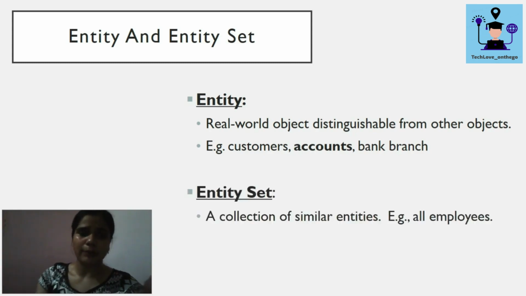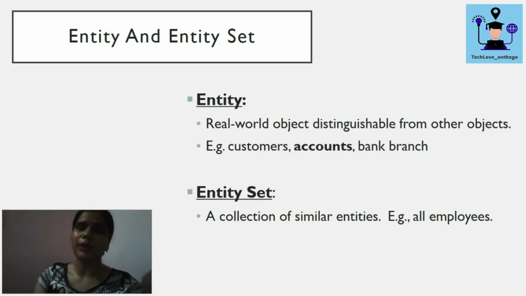I can say with the help of a definition, a collection of similar type of entities is known as an entity set. Like different students make an entity set, that is the student entity set. A collection of similar type of objects is known as a set. In the same way, a collection of similar type of entities is known as an entity set.